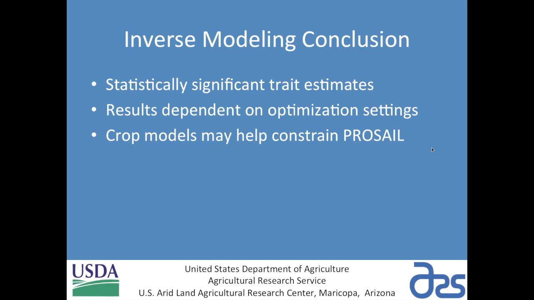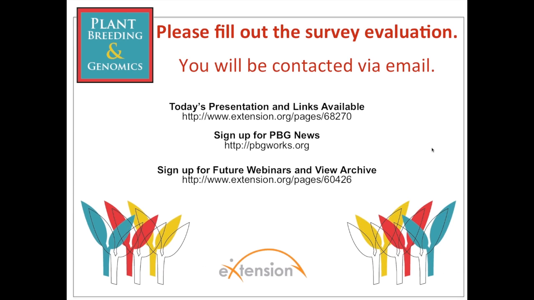Plant growth models were mentioned earlier. I think plant growth models could also help in this case. If we know the temporal time series of a particular, say, LAI, a state variable in a model, that might help constrain the way that PROSAIL is estimating LAI through inverse modeling. So with that, I'll conclude and turn it over to Sean.